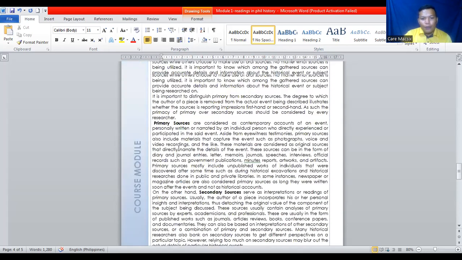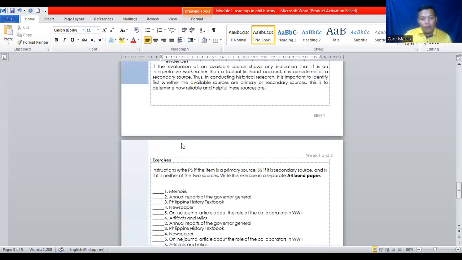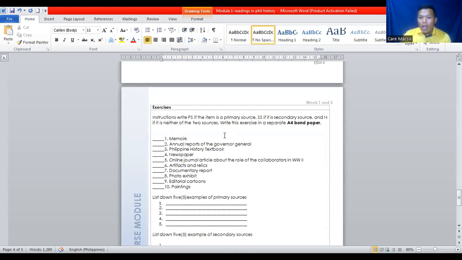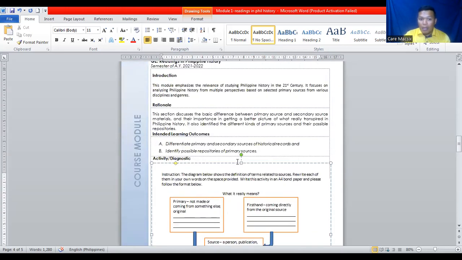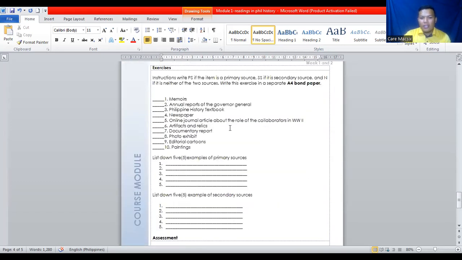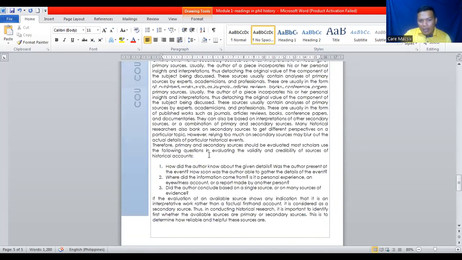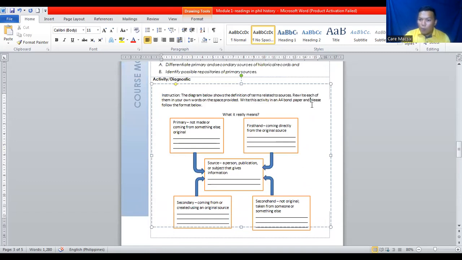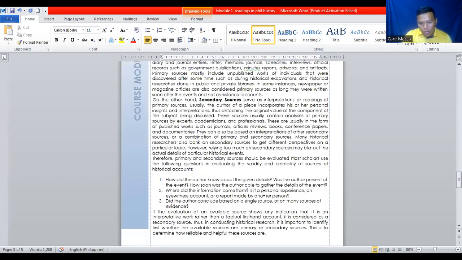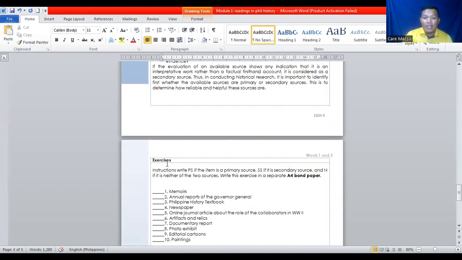All right. So after the readings, after the discussion, I also provided the exercises. The exercises are like your answers in the activity. Okay? So for the exercises here, use an A4 bond paper again. Write PS if it is a primary source, SS if it is a secondary source, and N if it is not a primary or secondary source. Okay?